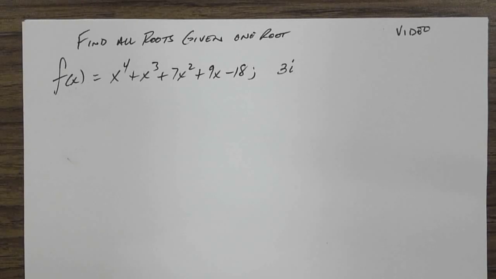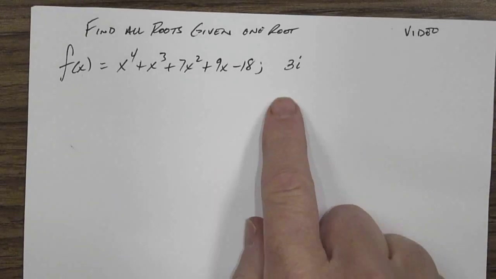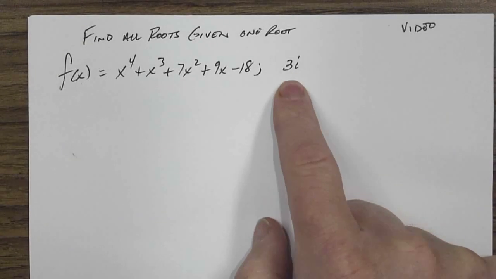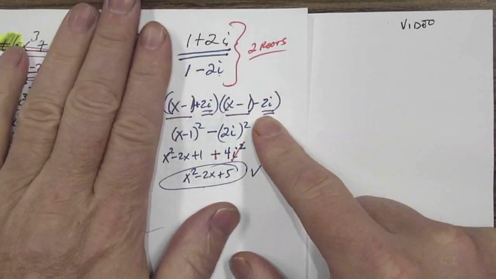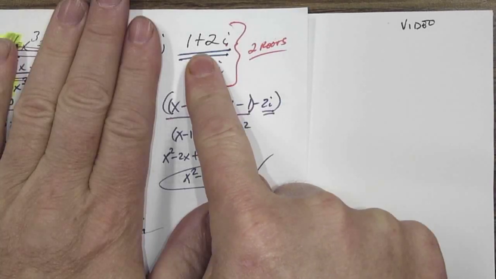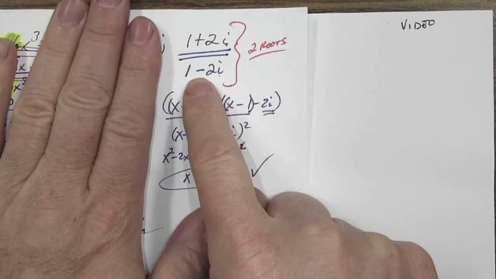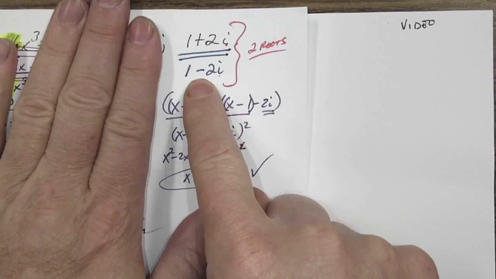Find all the roots, given one root. We're given one imaginary root. I made it a simple imaginary root. Just a real quick comment here. If you are given a binomial imaginary root, you have to have the conjugate as its pair.